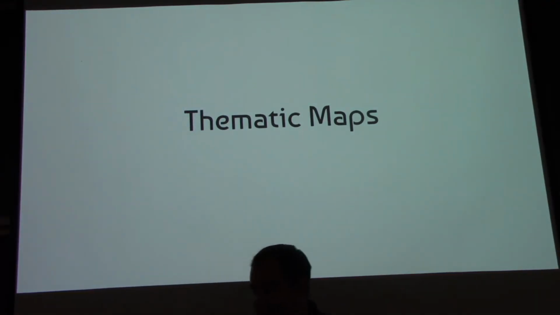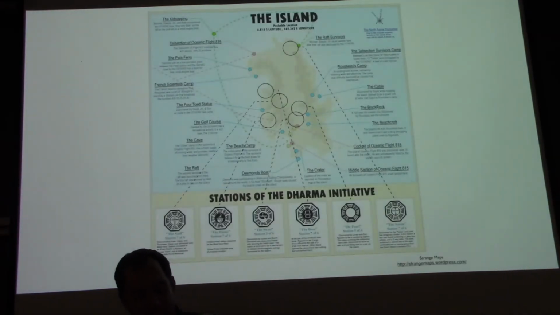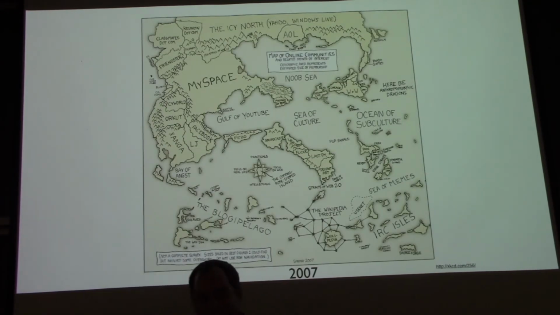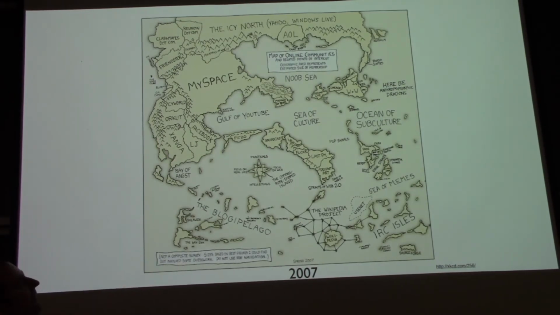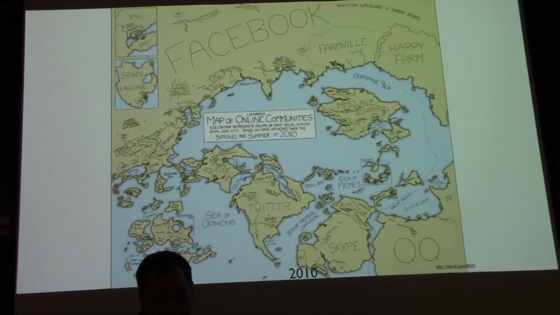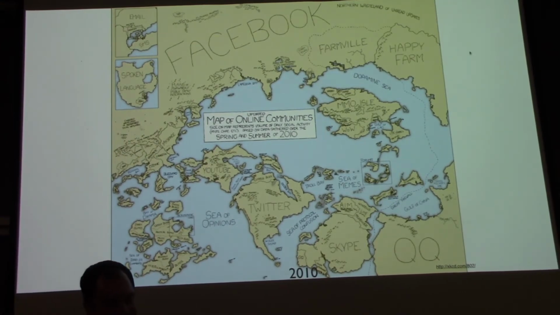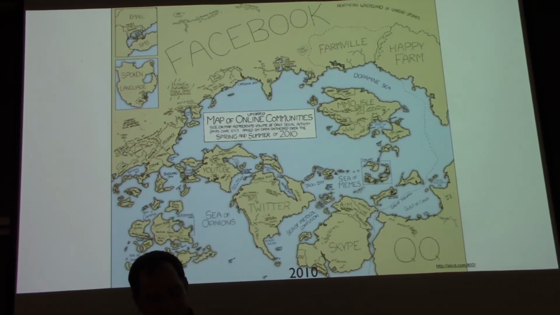Okay, and the next section is only like, these are just fun maps that people, of course, use where they use maps as an analogy. Like here, you probably remember this map of the island. You can have the map of the internet in 2007 according to XKCD. You have the MySpace area and the IC North, Yahoo, and Windows Live, which is then updated in 2010, where Facebook has taken up a big chunk and Farmville was still popular. And Twitter and Skype is also appearing.